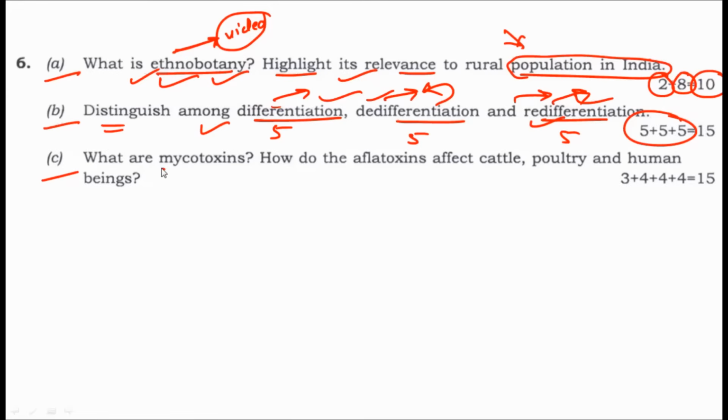The next sub question is: what are mycotoxins? That is, myco stands for fungus, and here the fungal toxins were asked. What are fungal toxins, and how do aflatoxins affect cattle, poultry, and human beings?